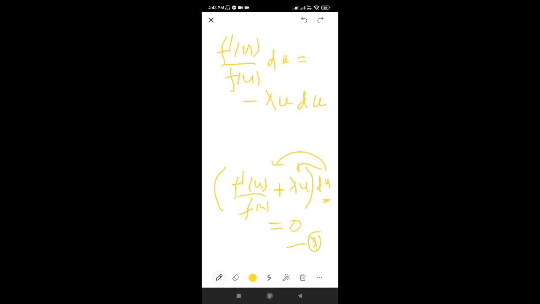Now, here you want to solve for u. So you integrate this. Now I am erasing this main equation. Only I am keeping the last equation.